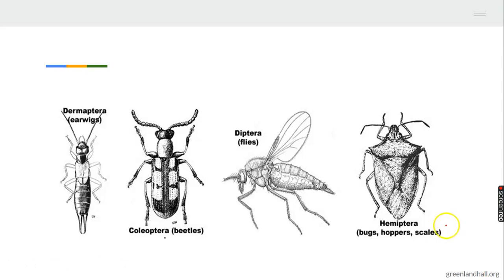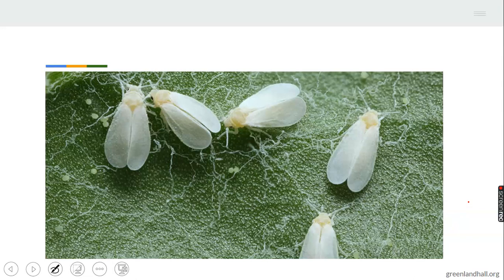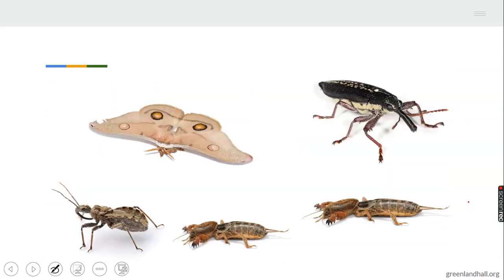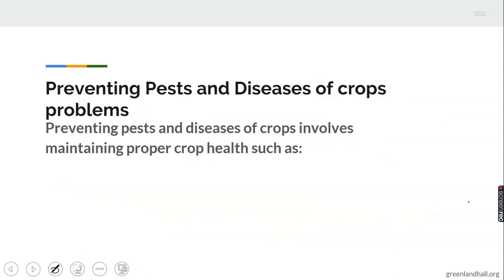We have the earwigs. You can see it here. We have the beetles. It has been mentioned earlier. We have some flies. Then we have bugs. We have bugs, scale insects. These insects damage crop plants. Okay, this is the white fly. This is the white fly. They also damage crop plants. And then we have various other insects here. As you can see, they suck plants and then they damage the plant.